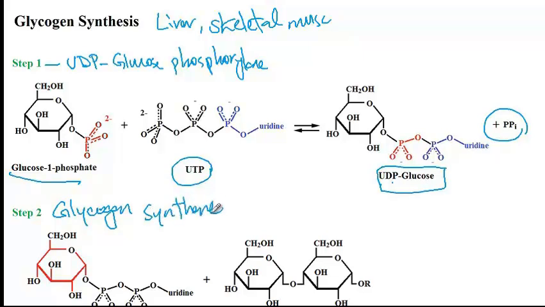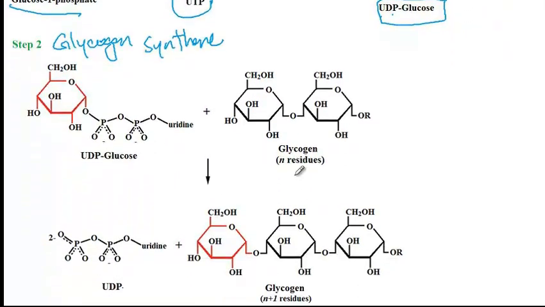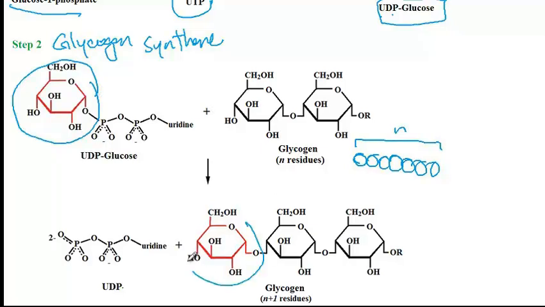synthase enzyme can catalyze the formation of polyglucose. So here we have a glycogen molecule that has N residues of glucose. So here we have N number. And via the glycogen synthase, now this new sugar molecule can be added. And so the number increases to N plus 1. So now we have another one added. We have N plus 1. And then we also have the UDP as another product.